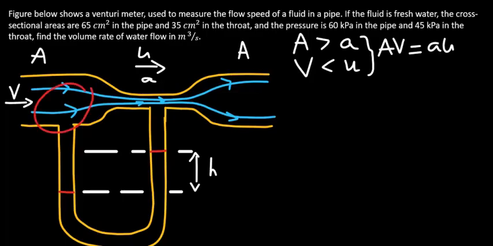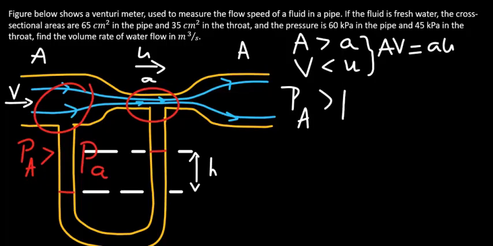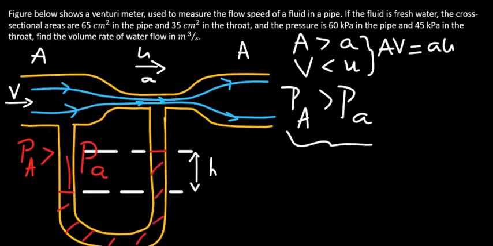Since the speed here is less than the speed over there, the pressure there is greater than the pressure at the throat. So we write PA is greater than P little a. This is from the so-called Bernoulli's theorem. What that means is the push here will be greater than the push there, resulting in a height difference, h, with the level at the pipe lower than the level at the throat.